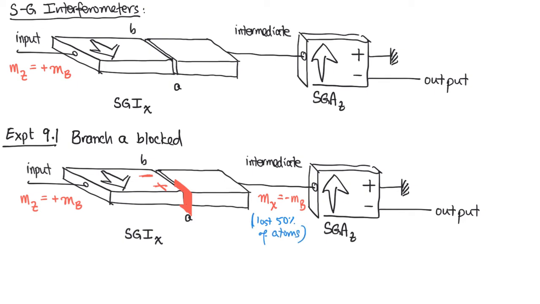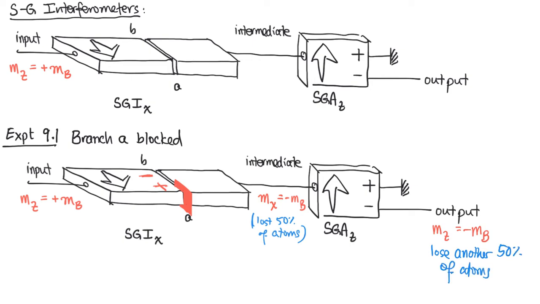Okay. And now we have an atom with an X orientation of the minus direction. We put it into a Z analyzer and we look at the output, which is the minus output port. Well, we know that an atom with an X orientation has a 50-50 probability when sent into a Z analyzer. So here we're going to have atoms coming out in the output. They will have mz equal to minus mb, but we're going to lose another 50% of our atoms.